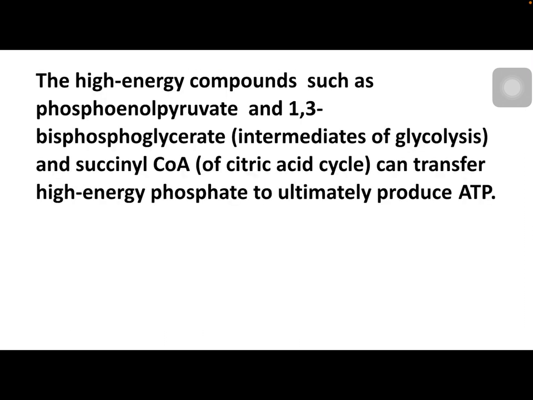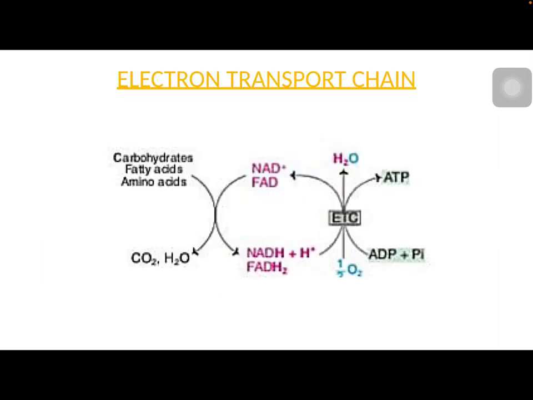So we have to find examples of high energy phosphate compounds. Examples are phosphoenolpyruvate and 1,3-bisphosphoglycerate. These are intermediates which are formed during glycolysis. And succinyl-CoA is the substrate level phosphorylation intermediate in the TCA cycle, which can transfer high energy phosphate to ultimately produce ATP.